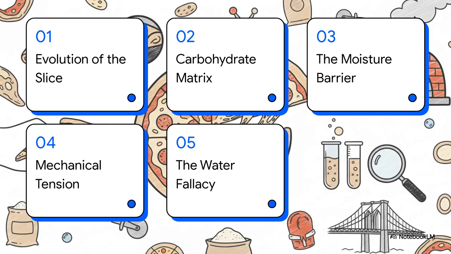Here's our agenda for today. We'll start with the evolution of the slice, then move right into the carbohydrate matrix, the moisture barrier, mechanical tension and folding, and finally, we'll be debunking the water fallacy.